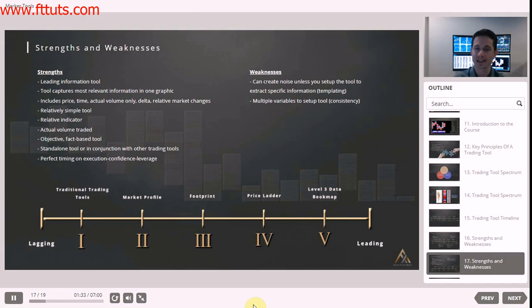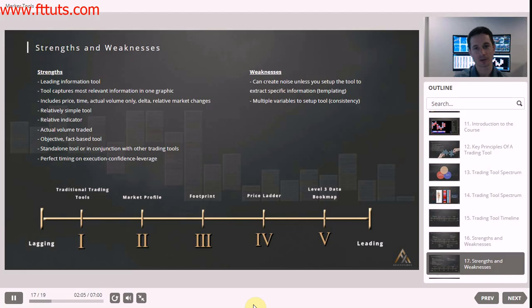So the first thing is that if you don't set up the tool correctly, it can be a lot of noise. And the second thing is that there are a multiple number of ways that you can set up the footprint tool. There's so much information coming in, so many numbers, you're seeing effectively every single contract being transacted. So there can be this feeling of being overwhelmed when you're looking at the footprint tool. Those are the weaknesses associated with the footprint tool.